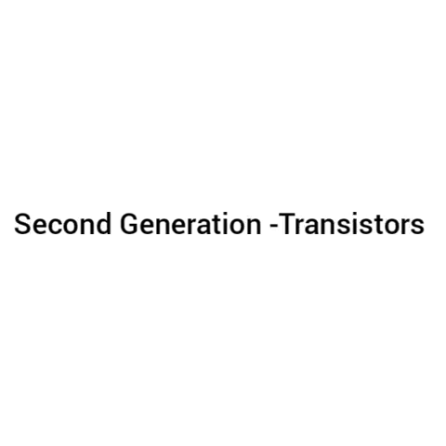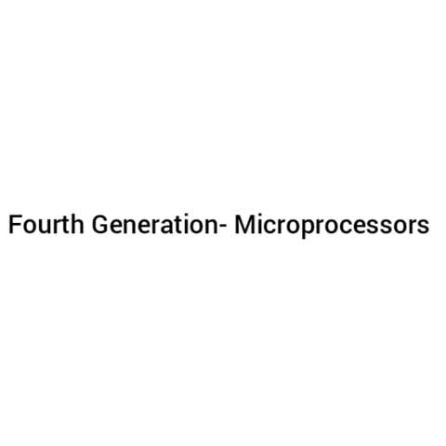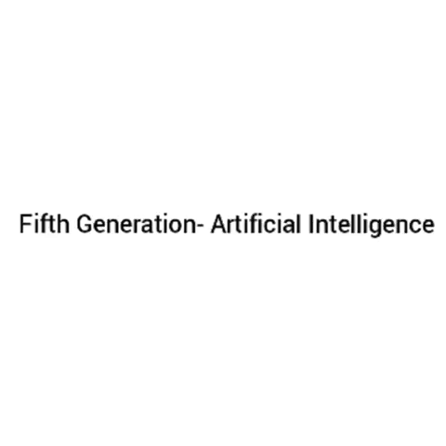First generation computers were made up of vacuum tubes. Second generation computers used transistors instead of vacuum tubes. Third generation computers were made up of integrated circuits. Fourth generation computers use microprocessors. Fifth generation computers use artificial intelligence.